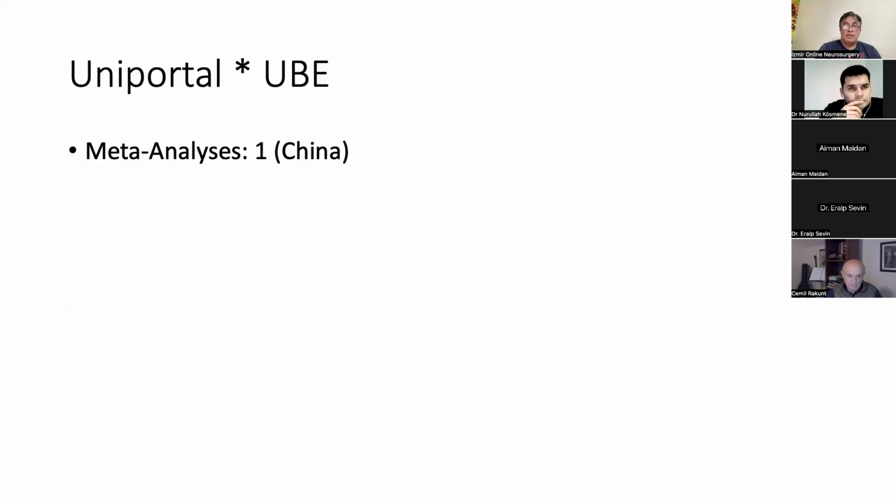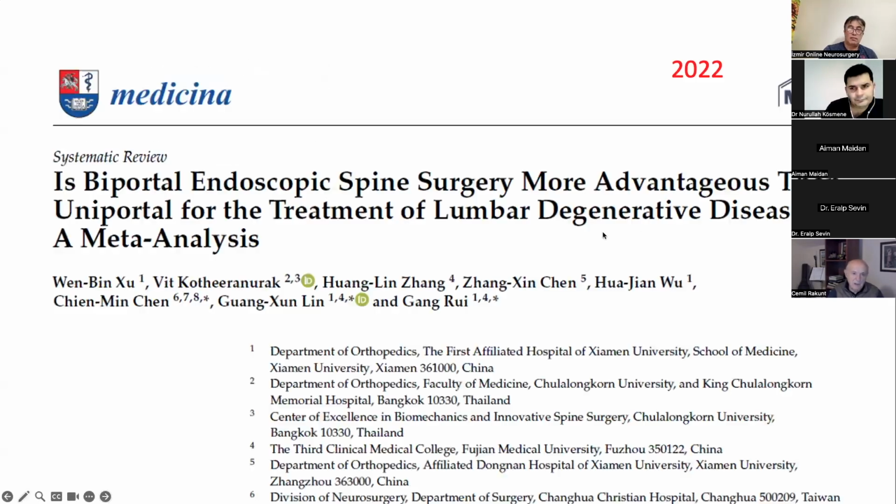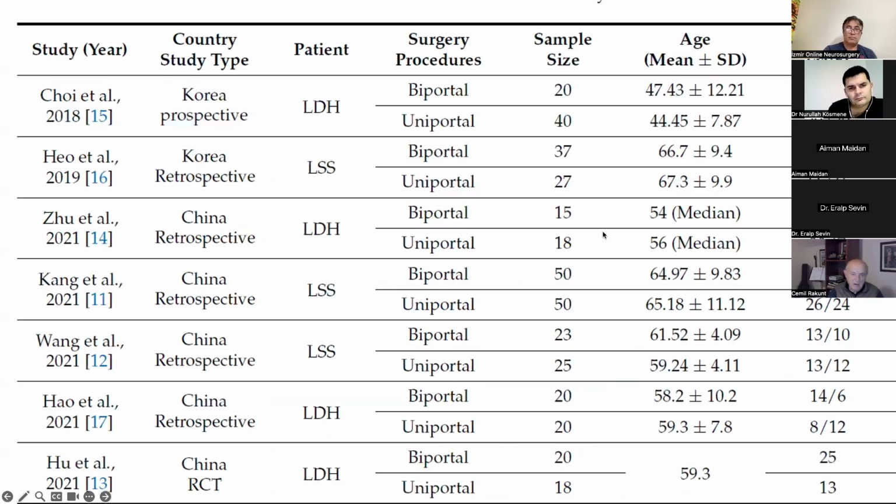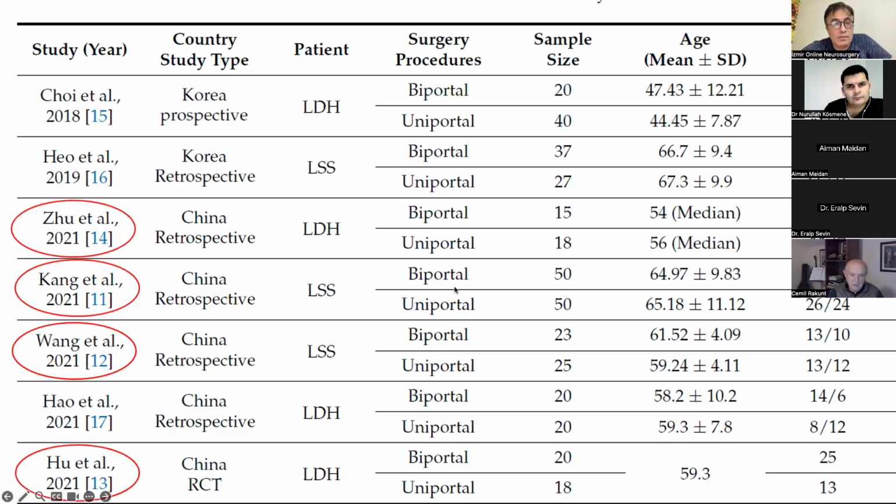When we look for a meta-analysis comparing the uniportal and biportal techniques, we found one. It was also from China, published in 2022. They applied meta-analysis to data from 7 articles. However, 4 of them were in Chinese, and I couldn't find them.